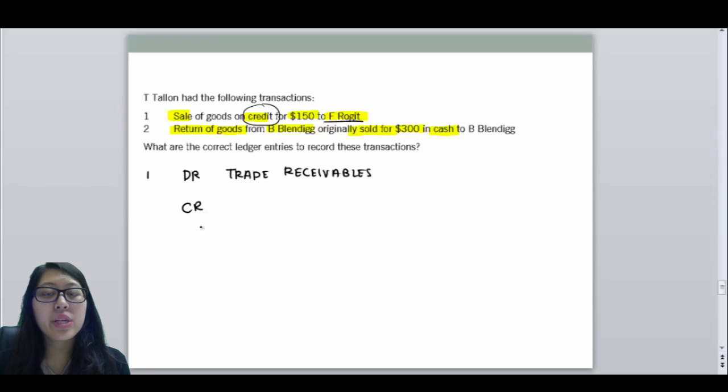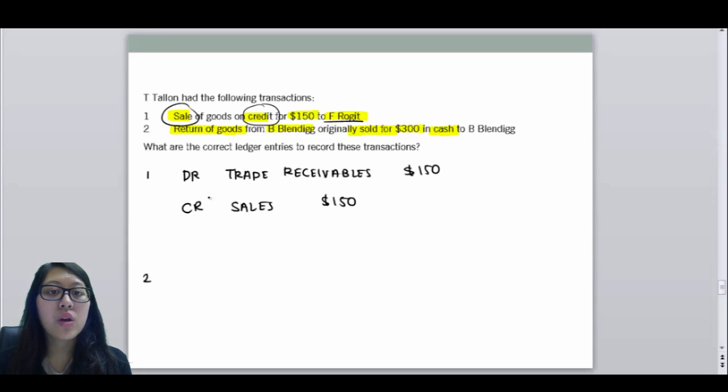Well, a sale, think about a sale. We need to record the trade receivable and we need to record the sale as well. And sale represents income to the company. So when there's more income, there's more capital indirectly through profits. So in that way, sales are always going to be a credit, unless it's a reduction, such as a sales return. So we're going to credit the sales account, and the figure would be 150 for both.